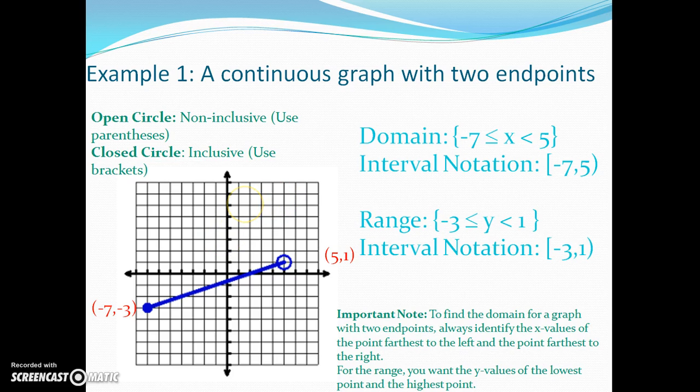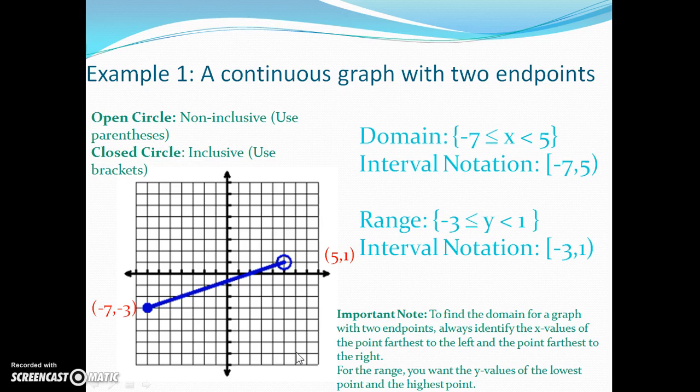It goes all the way up to 1, and that point is not included again. So that's how you write it in set notation. In interval notation, you include the bracket for -3, 1, parentheses. So note this important note at the bottom.